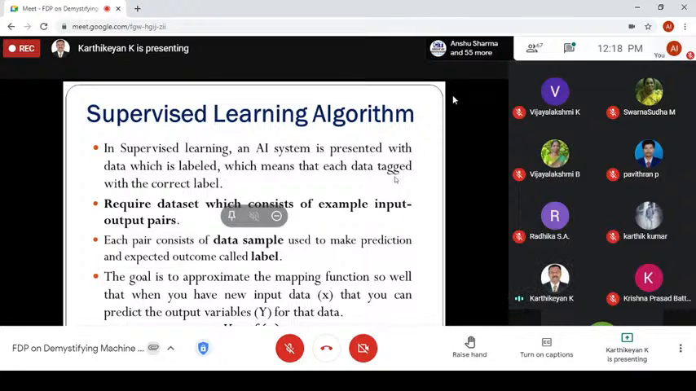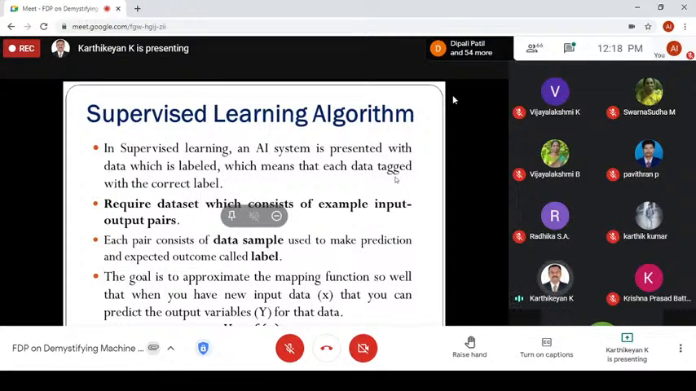This algorithm requires a data set which has input and output pairs. So input is needed, and the correct output for that input is also needed for supervised learning. Each pair of the data sample is used to make a prediction and the expected outcome is called the label. Each data sample in the input data is given to the algorithm, and the algorithm tries to find the expected outcome. That expected outcome is called a label.